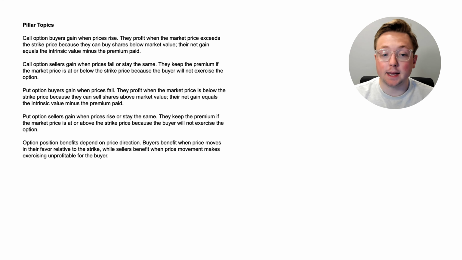Put option buyers gain when prices fall. They profit when the market price is below the strike price because they can sell shares above market value. Their net gain equals the intrinsic value minus the premium paid. And then now the put option sellers gain when prices rise or stay the same. They keep the premium if the market price is at or above the strike price because the buyer will not exercise the option.